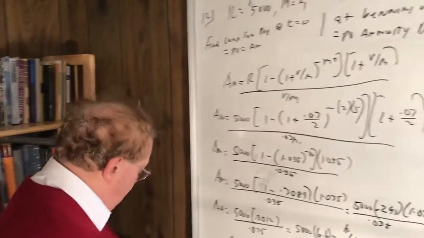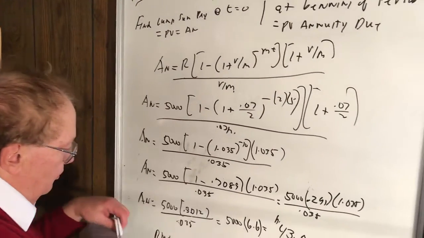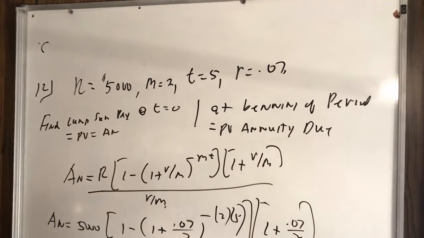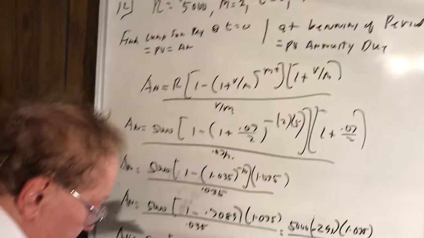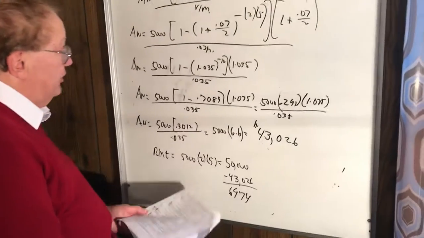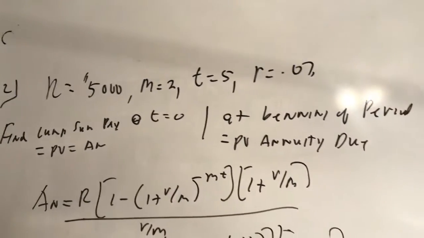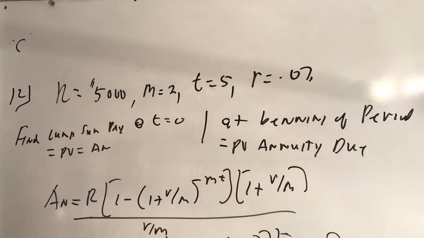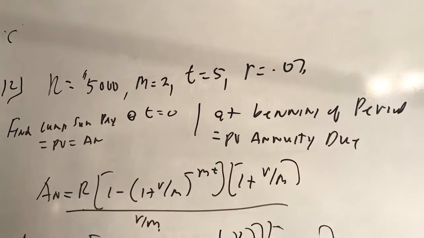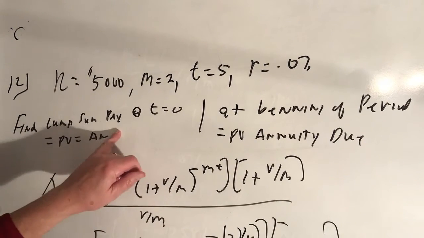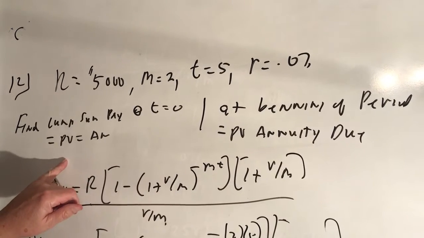We're back. Now we're on number 12 on your worksheet. What lump sum payment will be needed to generate payments of $5,000 at the beginning of each period? That means you're in an annuity due. So at the beginning of each quarter for a period of 5 years at an interest rate of 7%. And asking for a lump sum at t equals 0, they're asking for a present value.